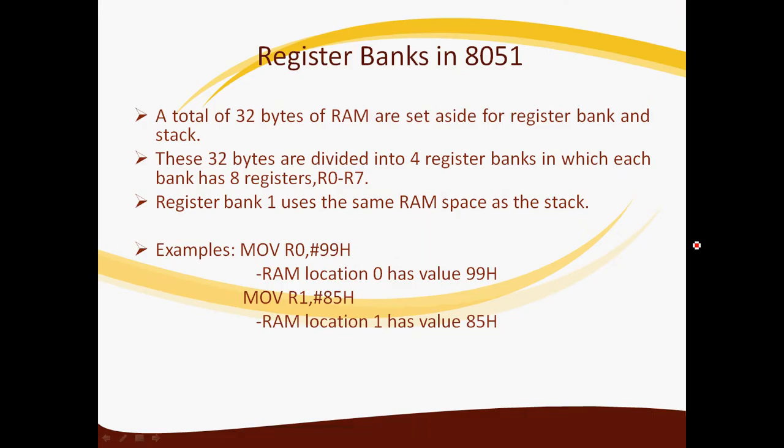So register banks, as I said, are divided into four parts. Four register banks are there, and each one has 8 registers. And register bank one uses the same RAM space as is used by the stack. So here's an example: MOV R0, #99H. This moves 99H into RAM location 0.